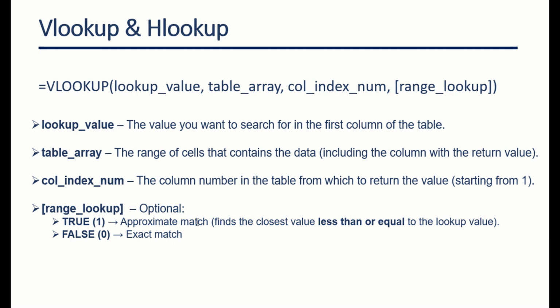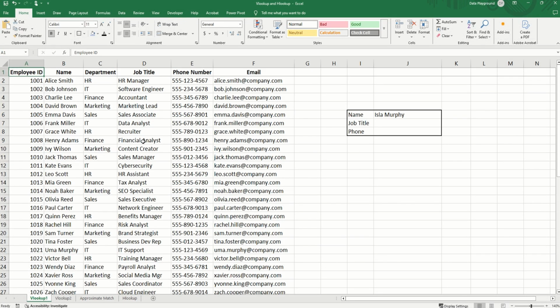The range lookup is an optional entry. True is the default entry and it returns an approximate match. It finds the closest value that is less than or equal to the lookup value. For example, if the lookup value is 10, it will find the value 9 as a match for the lookup value. It's mostly used where the lookup value is a number. False, on the other hand, looks for an exact match, and in most cases is used when working with text data. Now, let's look at a real example.